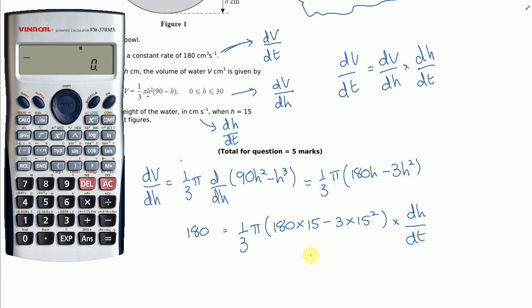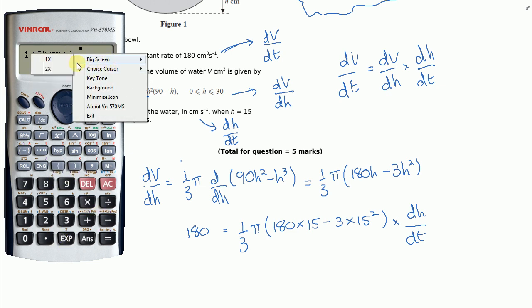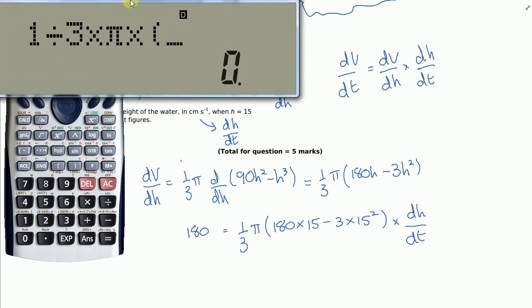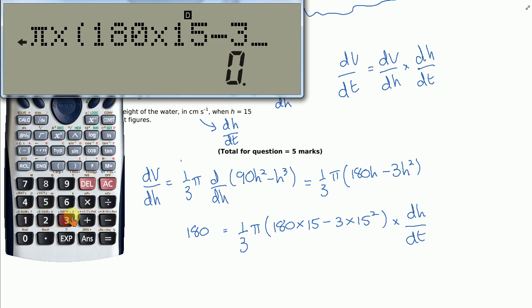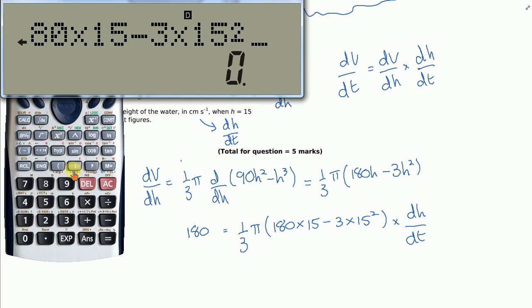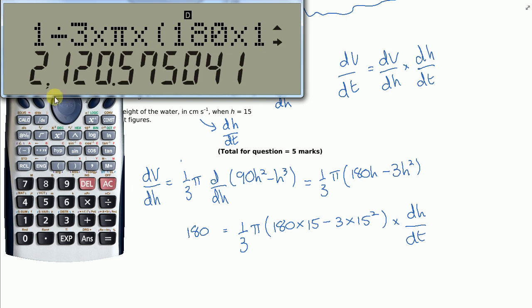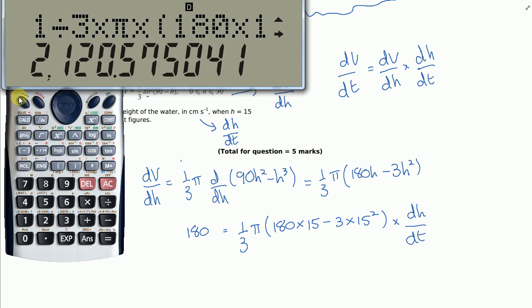So let's calculate this right-hand side first. It's 1 over 3 multiplied by pi multiplied by the bracket: 180 multiplied by 15, subtract from that 3 times 15 squared, and that calculates as 2,120. So I'm going to store that in memory, as the rate of volume, in A.